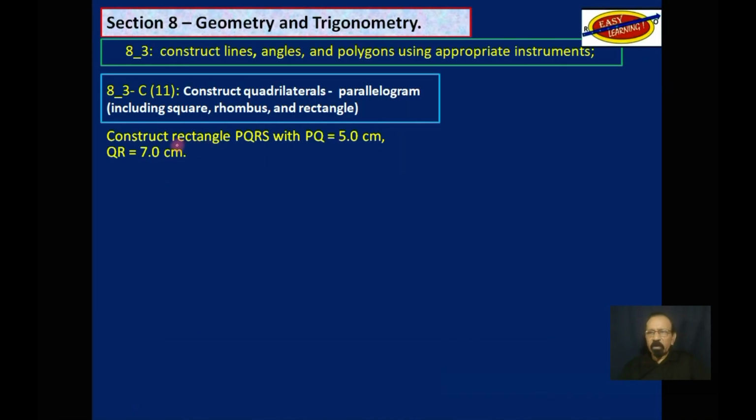Now we are going to construct a rectangle, PQRS. This is easier than the typical parallelogram. PQ 5.0 centimeters and QR 7.0 centimeters. Notice you're not given any angle because in a rectangle, all the angles are 90 degrees.